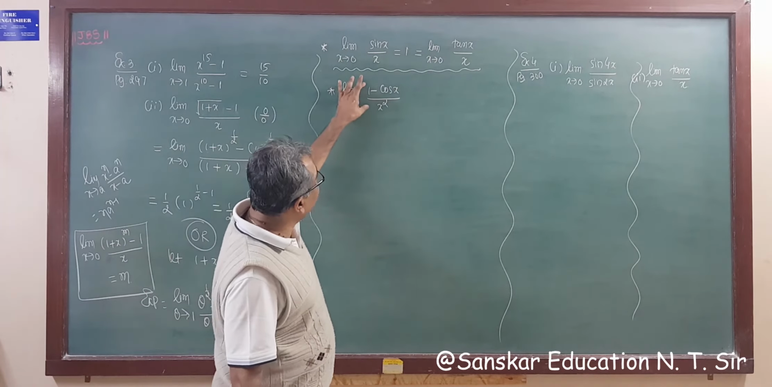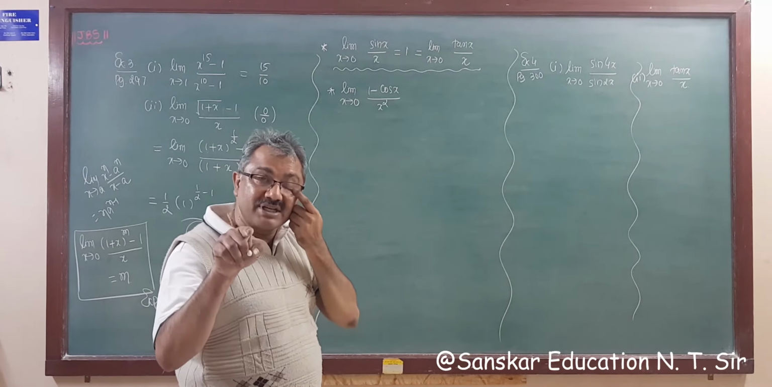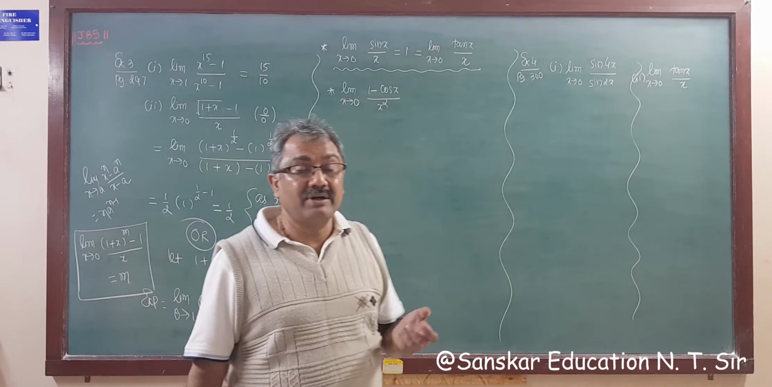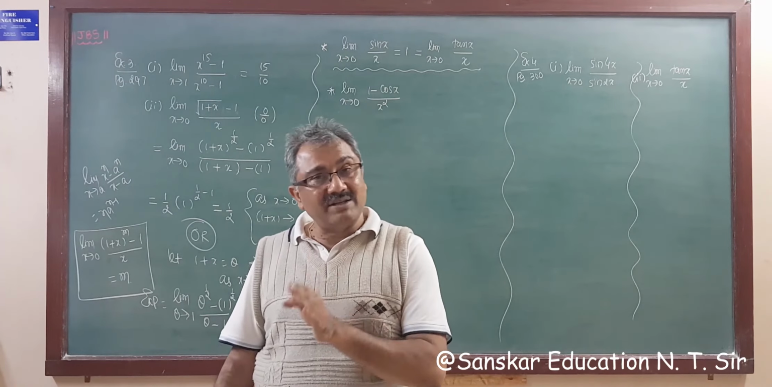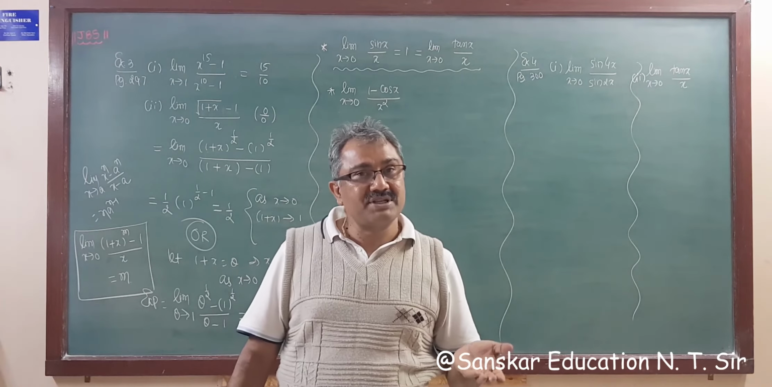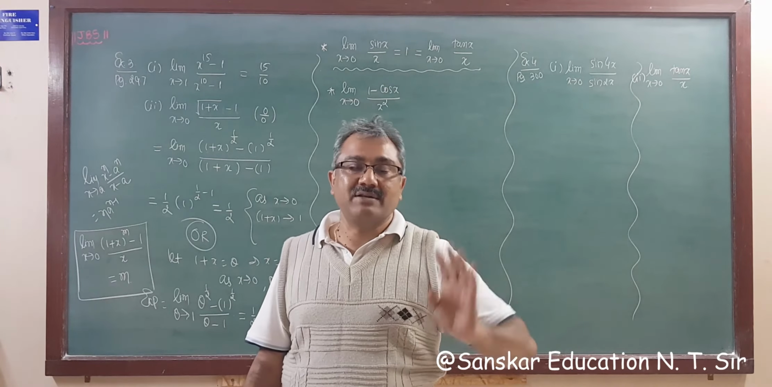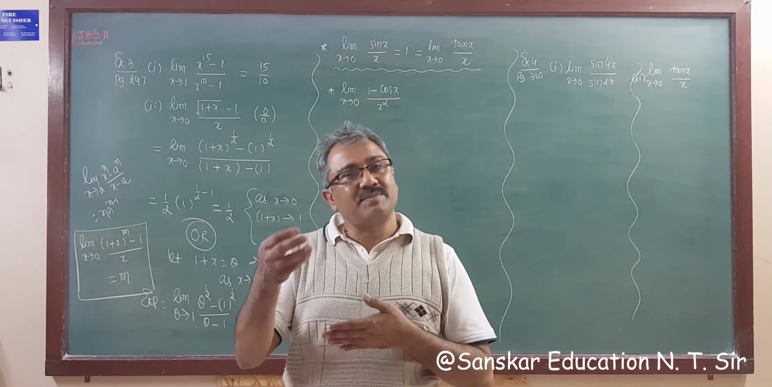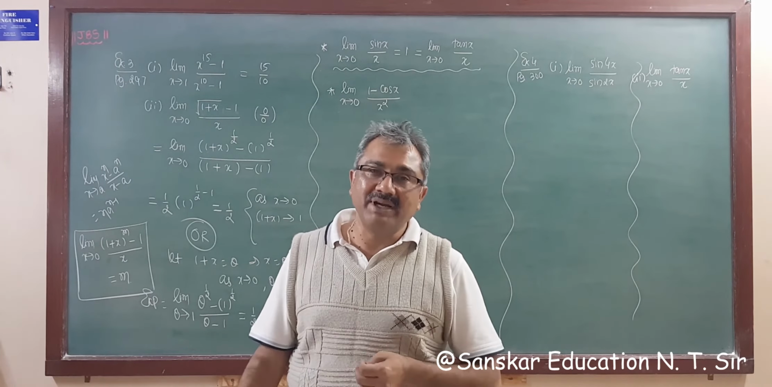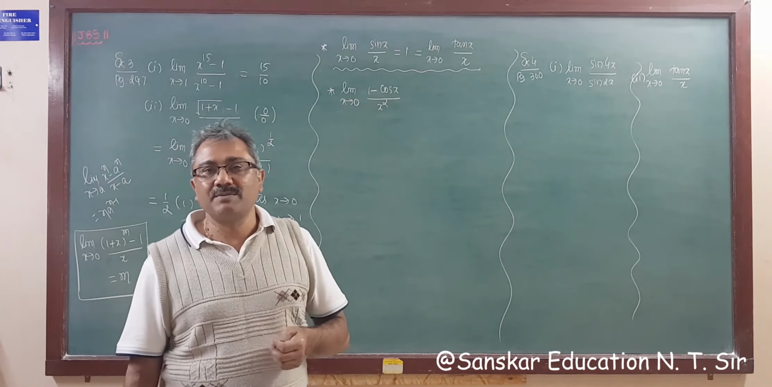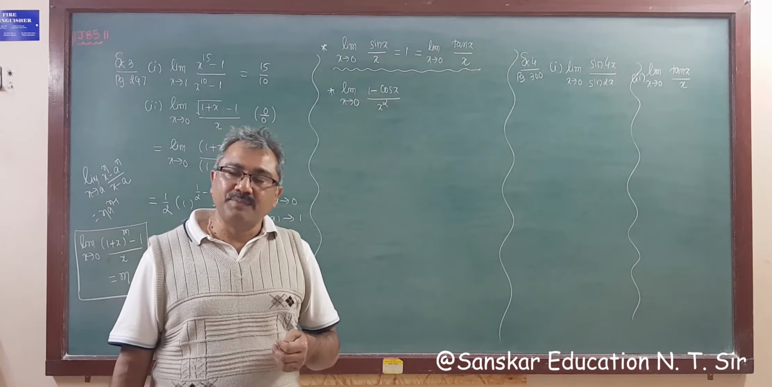So now if you have 1 minus cos x, remember this thing: if you have a trigonometric function like 1 minus cos x, 1 plus cos x, 1 minus sin x, 1 plus sin x, then you have to rationalize. That means if there is a plus, you have to multiply and divide by minus, and if there is a minus, you have to multiply and divide by plus, right?